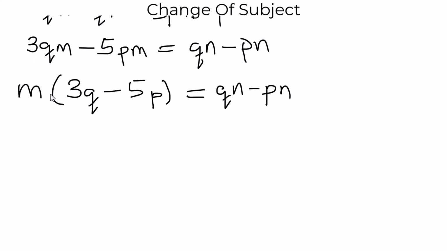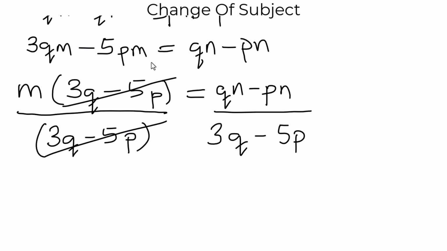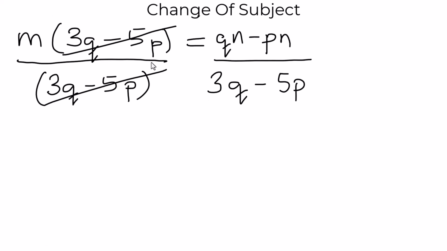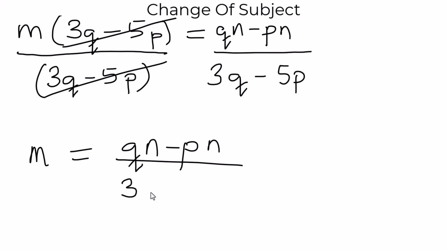Good. So now we have M times. Yeah, it is times. Remember, it is multiplying. So we will just have to divide by 3q minus 5p. Then we'll divide this side too by 3q minus 5p. So what do we have? This will cancel this. So now you can see m is standing on its own. This is what we mean by making m the subject of the equation. So now the final answer becomes m is equal to qn minus pn divided by 3q minus 5p. That is basically our final answer.